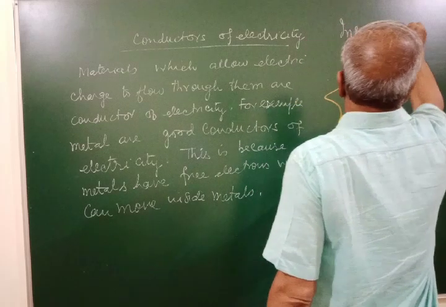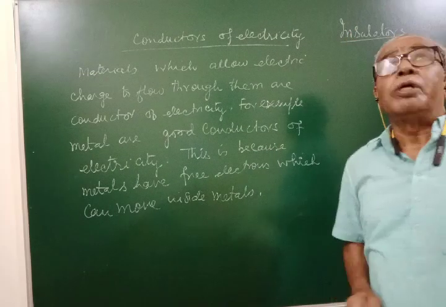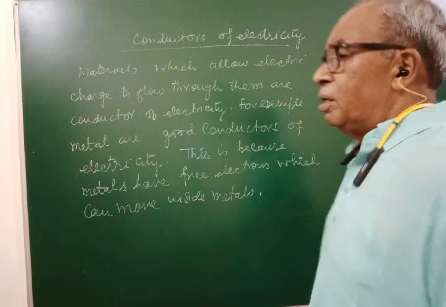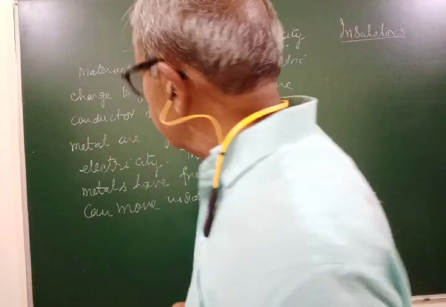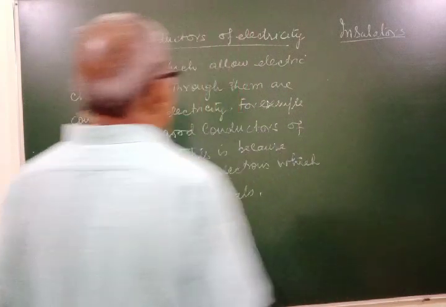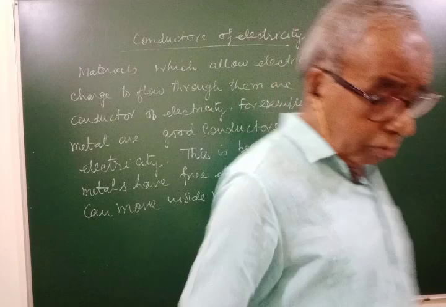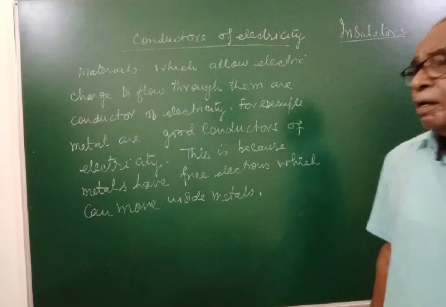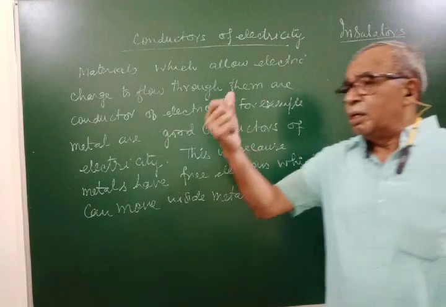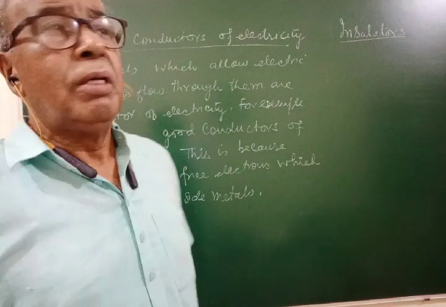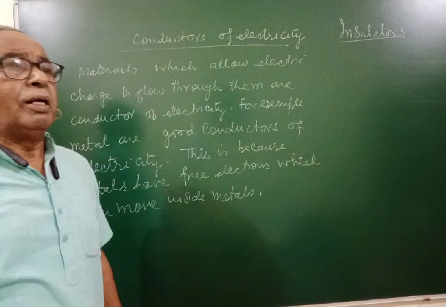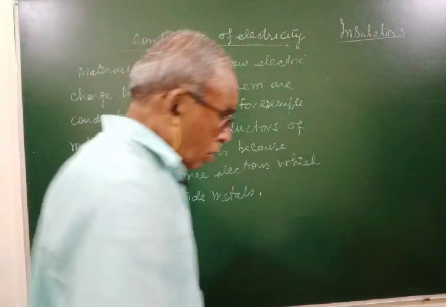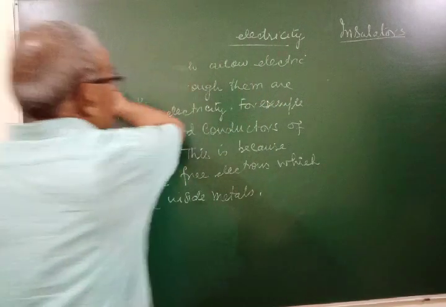Insulators are materials which do not allow current, that is charge, to flow. For example, plastic, rubber, wood, etc. We have learnt a lot of things about them. So I told you simply about conductors of electricity and insulators. We have very good insulators, or bad conductors of electricity, like plastic. In our buildings, we use electric wires covered with plastic so that we don't get electrified.